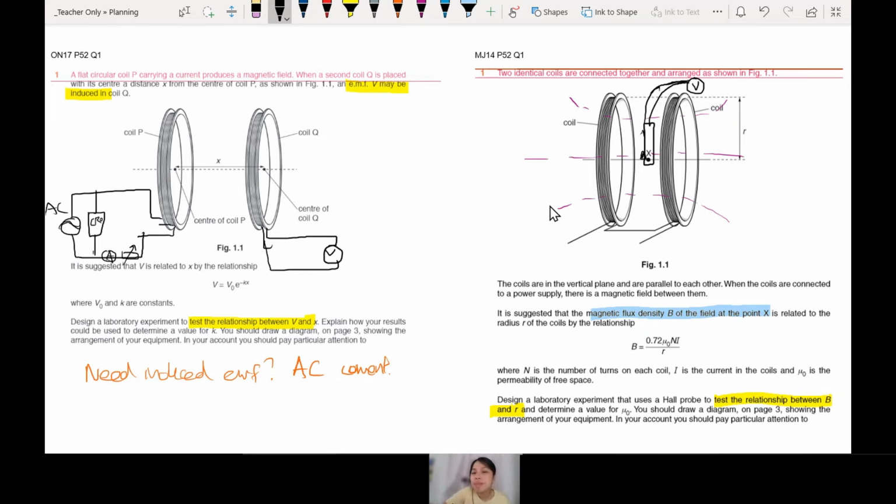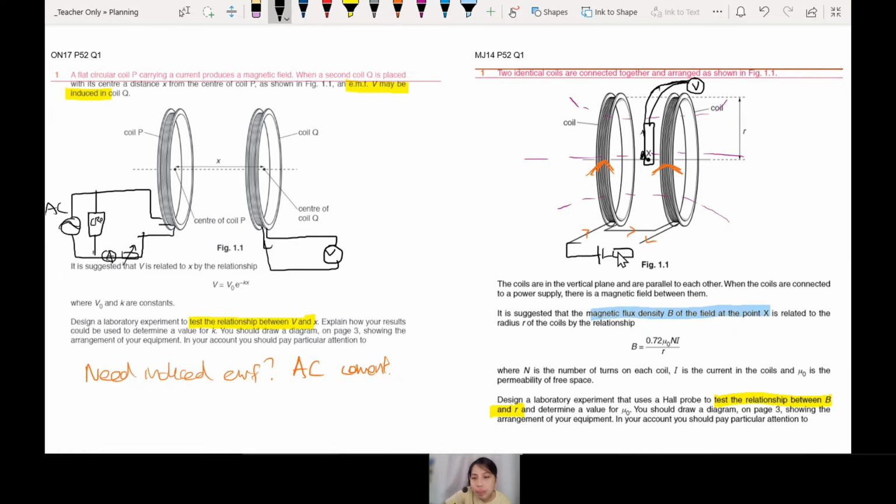Okay, so the main thing, oh, you notice this? They help you to connect these two coils together already, because both coils should have current in the same direction to create that steady constant field. So maybe something like this, current. So you just need a DC.